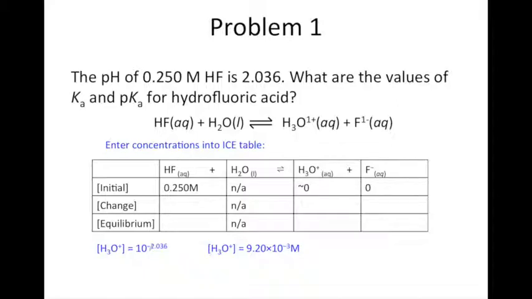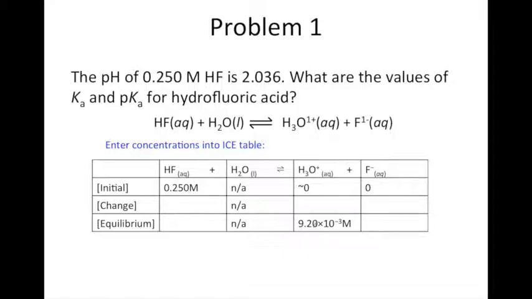pH into our expression and solve for hydronium, and we get an equilibrium concentration of hydronium of 9.20 times 10 to the minus 3 molar. And so that value is going to go right in here. So again, it's very important that you have a very good working knowledge of exactly what the pH tells us and how to convert that into a hydronium ion concentration.